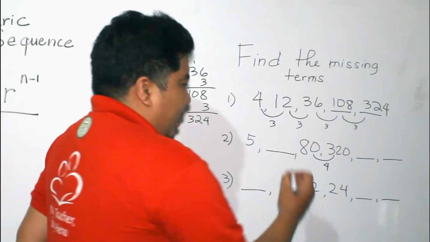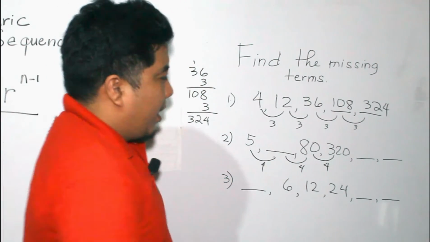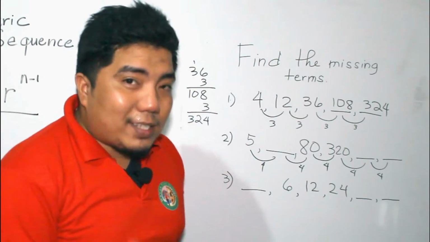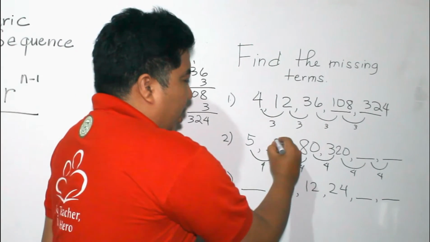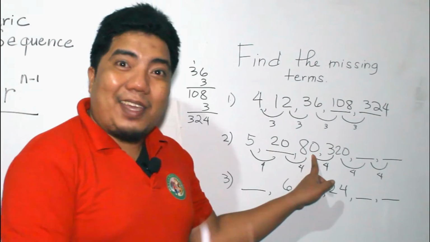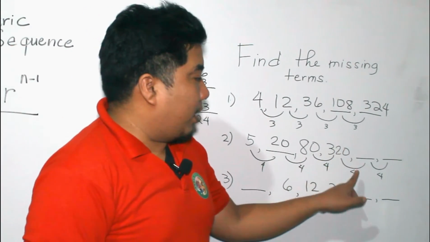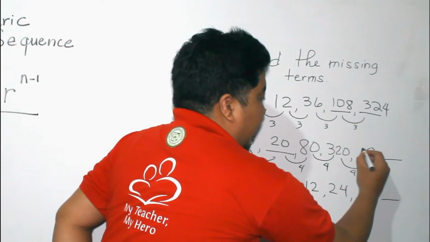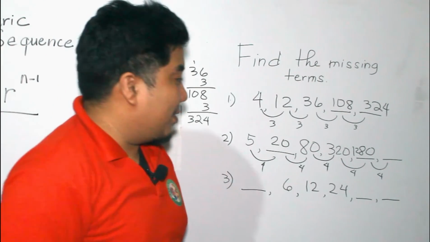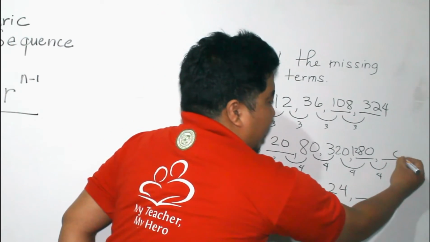Now, if that's the case, let's try 4 here, and let's also try 4 here. Same goes here and here. Now, let us try. 5 times 4, that is 20. 20 times 4, that is 80. Correct. Alright. 80 times 4, that's 320. 320 times 4, that is 1,280.